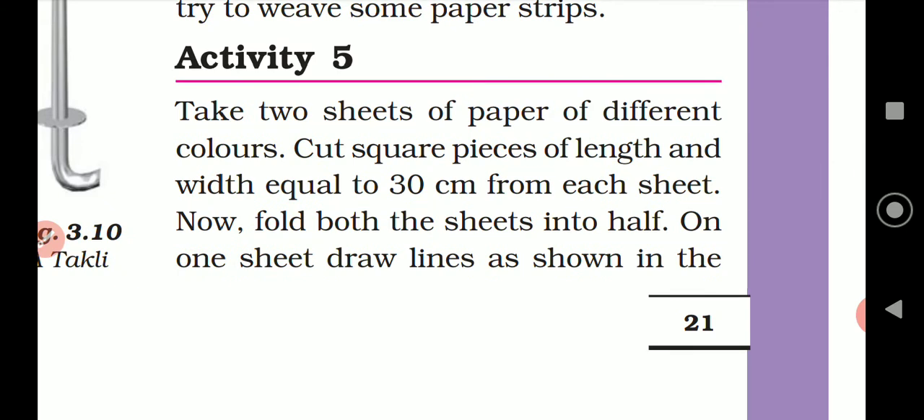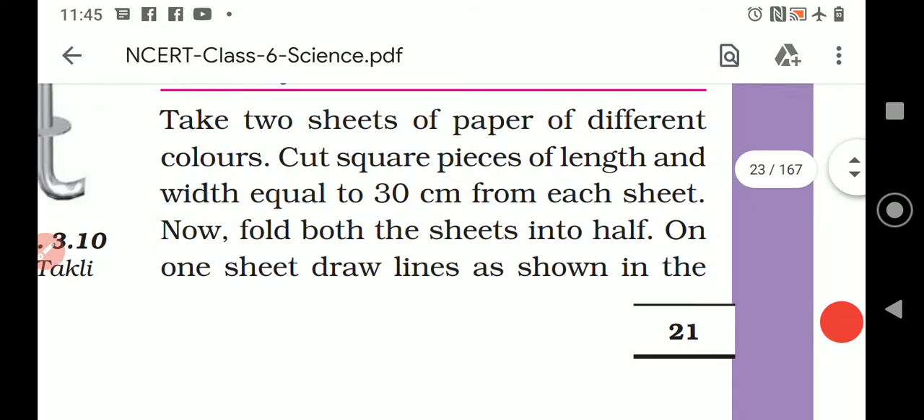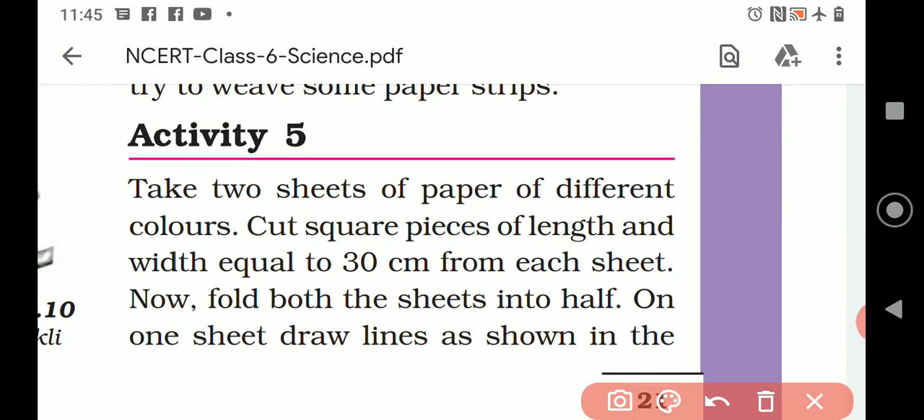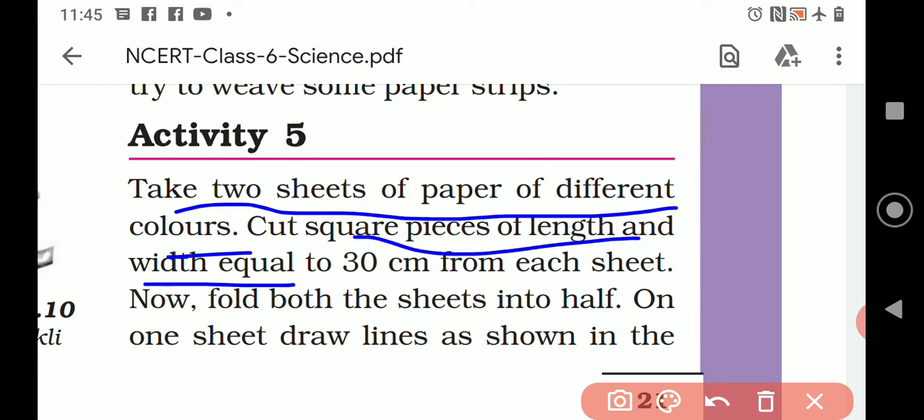What you have to do is to take two sheets of papers. You take any color, whatever color you like, two different contrasting colors you can take. Take two sheets of paper of different colors. Cut square pieces of length and width 30 centimeter each sheet. Okay, so square means the length should be 30 centimeter and the width should be also 30 centimeter, right? Now fold both the sheets into half, right?